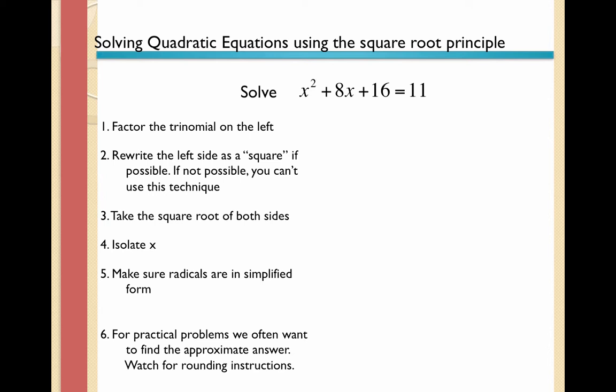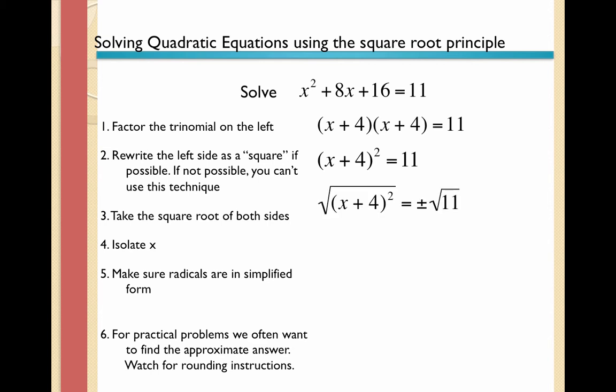Go ahead and factor it. So you should get x plus 4 times x plus 4. And so let's write that as the square of that binomial. Now we've isolated our squared term. And so now all we have to do is take the square root of both sides. The square root of x plus 4 squared is x plus 4.